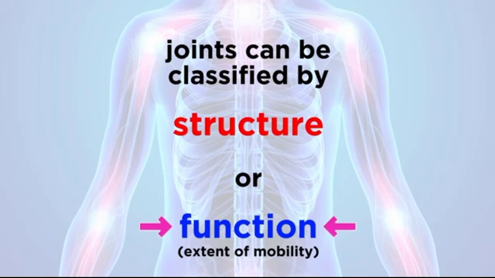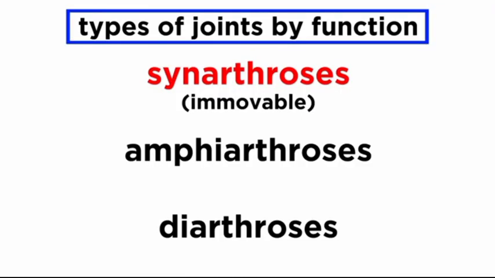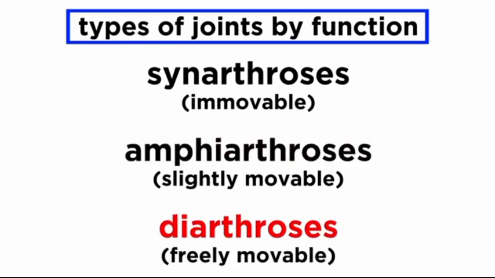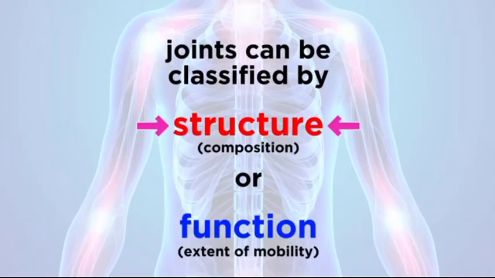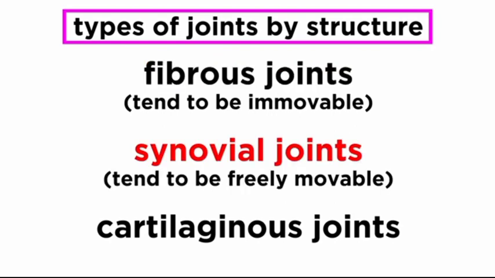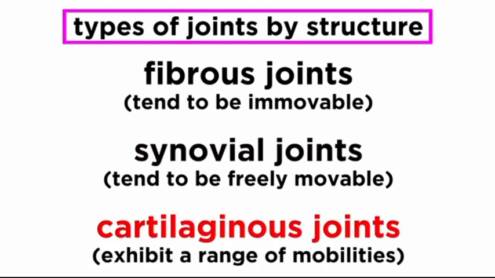If by function, we are referring to the extent of mobility that is provided by the joint. Synarthroses are immovable. Amphiarthroses are slightly movable, and diarthroses are freely movable. These each serve their own particular purpose within the skeletal system. Then, if going by structure, we can discuss fibrous joints, which tend to be immovable, synovial joints, which tend to be freely movable, and cartilaginous joints, which exhibit a range of mobilities. Let's zoom in on each structural classification.